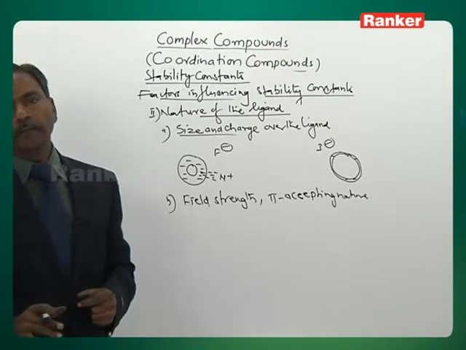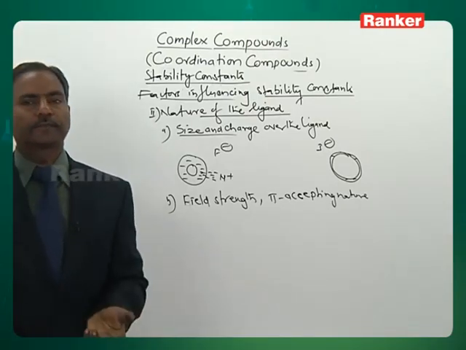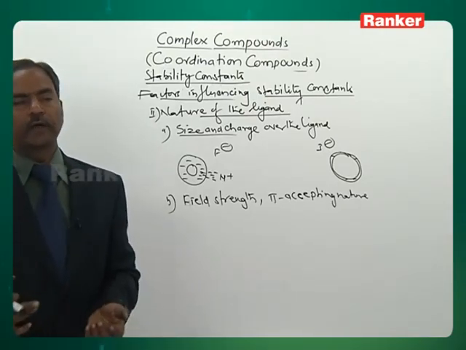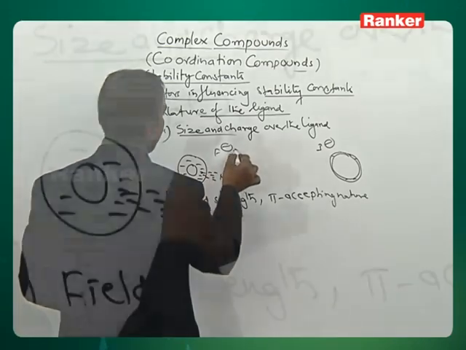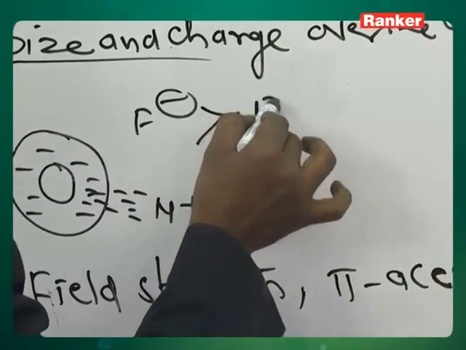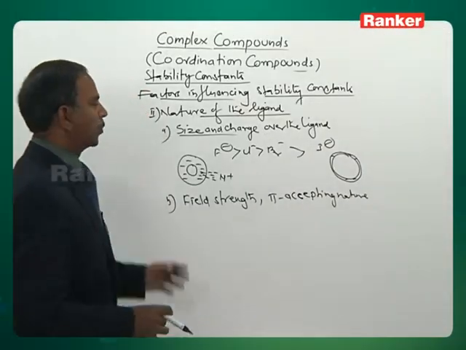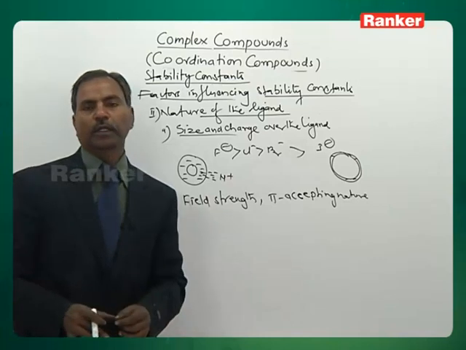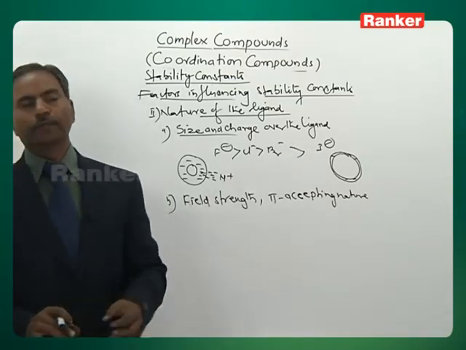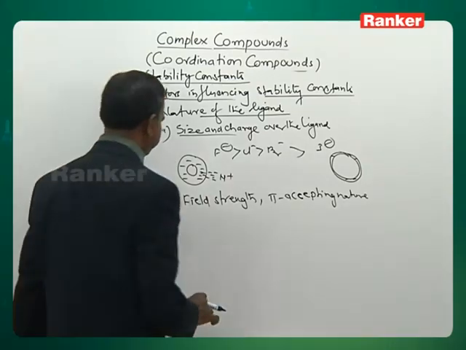Once you talk about only halide complexes, the order of stability of halide complexes is: the fluoride complex is more stable than chloride. Chloride is more stable than bromide. Bromide is more stable than iodide. This is the order of stability of the halide complexes.